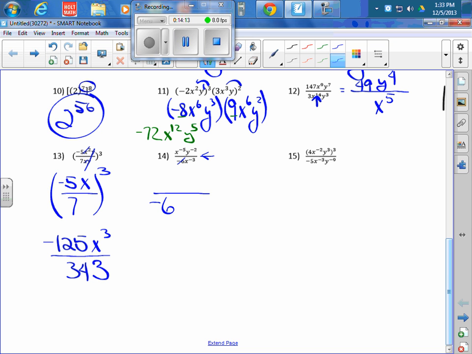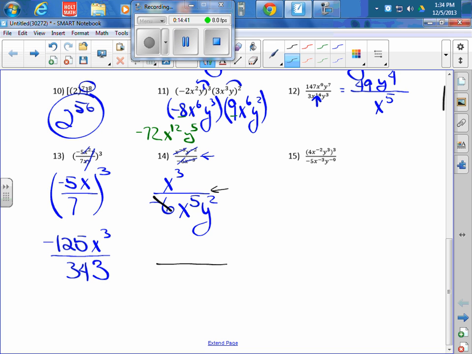Alphabetical order, one thing at a time. X to the negative 5 in the numerator becomes x to the positive 5. X to the negative 3 in the denominator becomes x to the positive 3. Y to the negative 2 in the numerator becomes y squared in the denominator. We're not done. Since we have a fraction bar here, start with a fraction bar. Here's your answer.